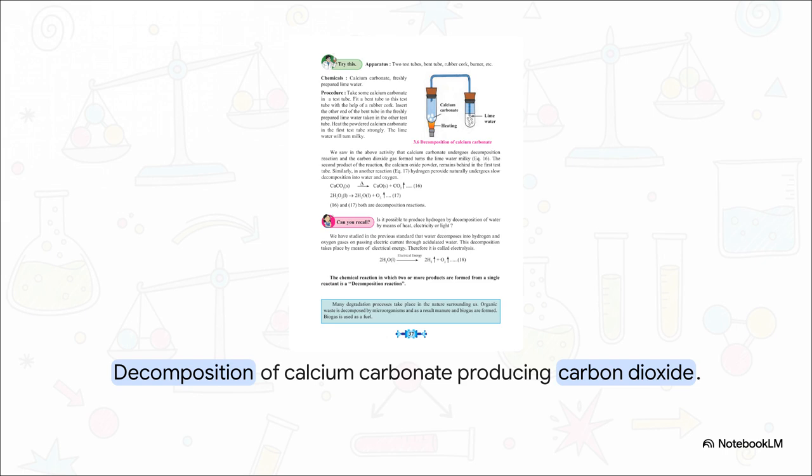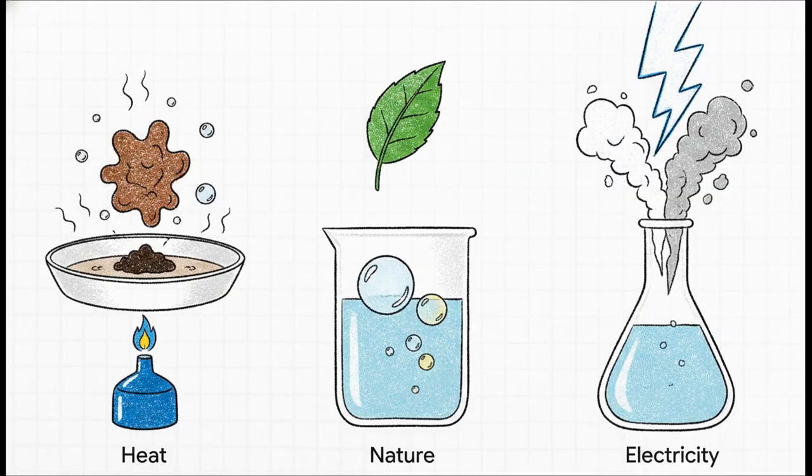through the bent tube. And how do we know for sure it's carbon dioxide? Because when it bubbles into the freshly prepared lime water in the second test tube, it instantly turns the lime water milky. So we have one reactant dividing into 2 products. But decomposition doesn't just happen with calcium carbonate. Look at these other really fascinating examples.